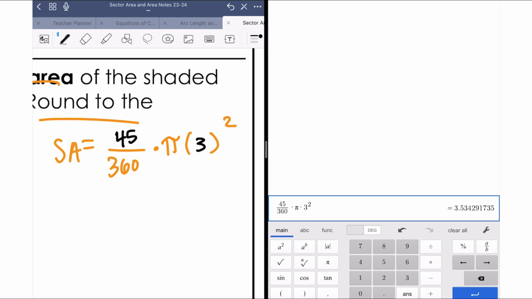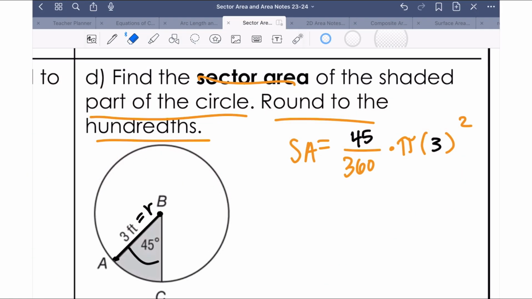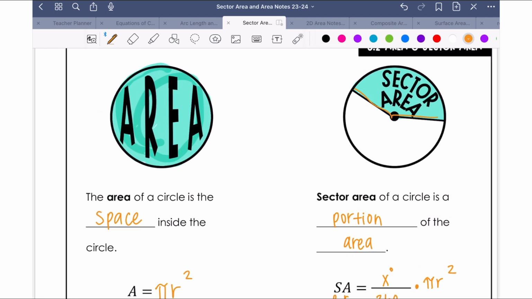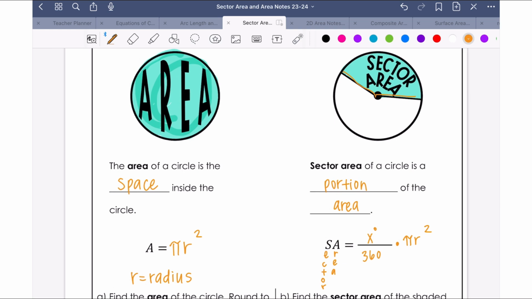So I have 3.534. The 4 makes the 3 stay the same, so we can just write our answer. The sector area is 3.53 feet squared. And that is it. That is it for sector area and area of a circle. Remember, area is the space inside the full circle. Sector area is only a portion, so we have to know how much out of the 360 we are trying to find.